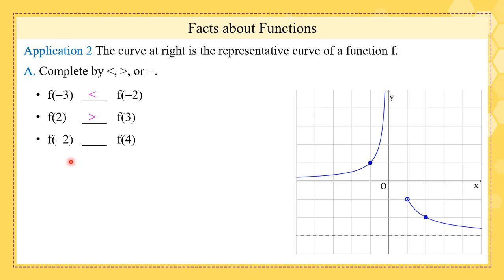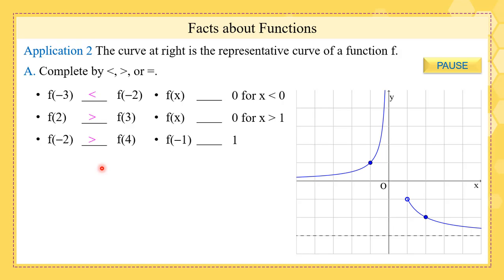Now finally, we need to compare f of -2 and f of 4. Well, f of -2 is somewhere here, and f of 4 is somewhere there. Now in this case we cannot compare it algebraically because the function is neither increasing nor decreasing, but we can see it graphically. We can see that f of -2 is positive, whereas f of 4 is negative, and a positive is always greater than a negative.